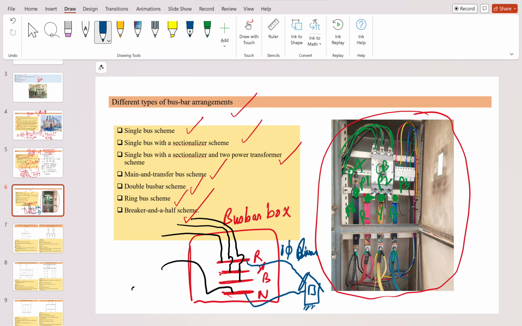For the R phase there is a limit on how much current it can carry, based on, suppose, a 250 MVA rating. The current capacity, the I rating, mod of I, will be decided for each phase. Y will feed some houses and B will feed some houses, so that the loading does not increase further. This is the basic concept of the bus bar.